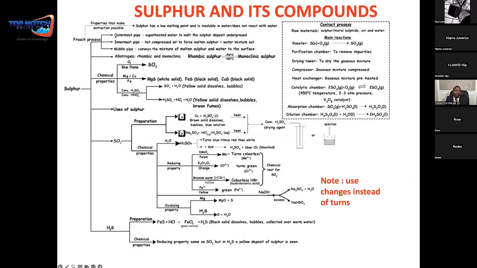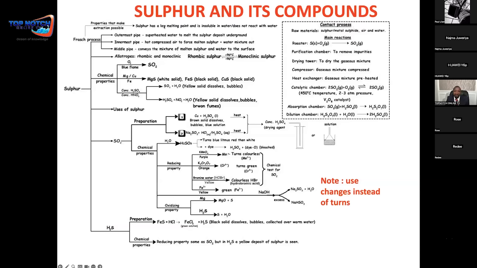For sulfur, we have the Frasch process. We have the outermost pipe, which carries superheated water. The role of it is to melt the sulfur. The innermost pipe is hot compressed air used to force the molten sulfur out. You have to talk about hot compressed air. Don't just say compressed air. It must be hot and compressed. The middle pipe conveys the mixture of molten sulfur and water to the surface.